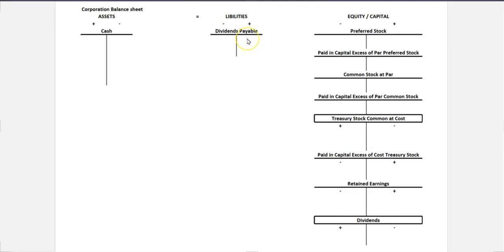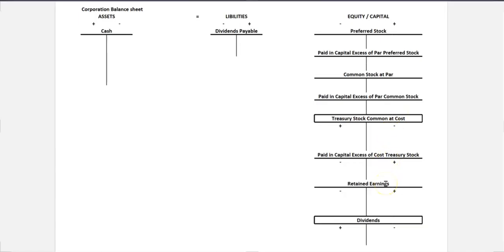The liabilities will be dividends payable, and then there's the equity capital. Preferred stock, all of these are normal balance until it's changed. So it's preferred stock, paid in capital excess of par preferred stock, common stock at par, paid in capital excess of par common stock. Then there's treasury stock, which is a contra account to the common stock. We use this for when we purchase common stock back. Paid in capital excess of cost treasury stock, because when we buy the treasury stock, we buy it back at cost.